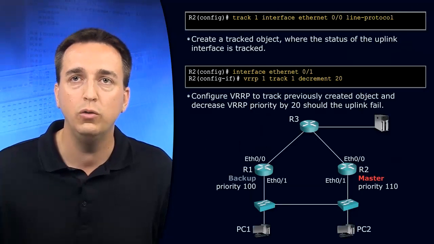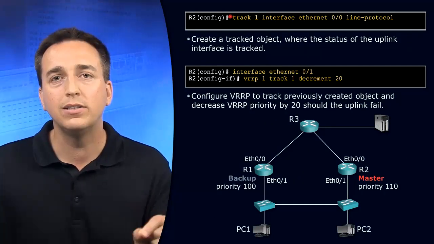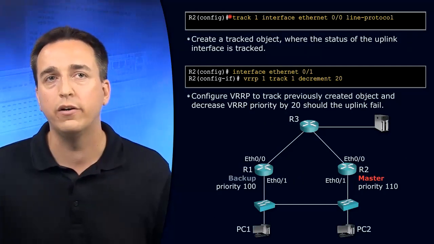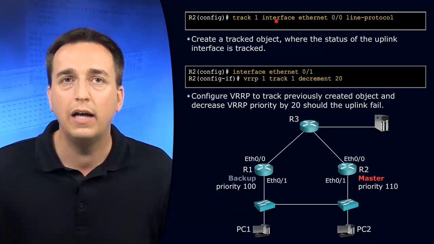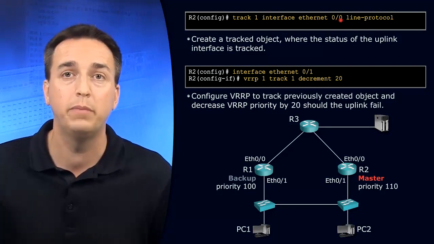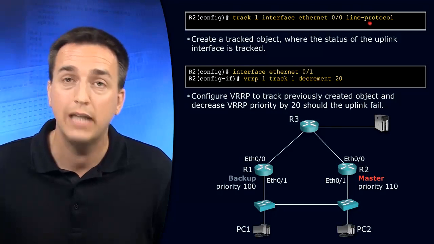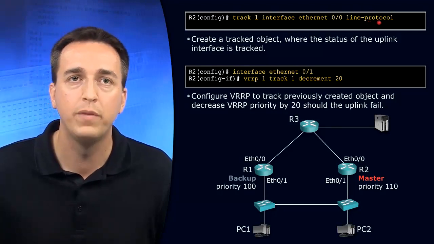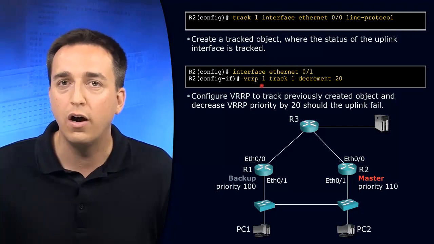But because there is no integrated interface tracking for VRRP, you have to use object tracking to accomplish the goal. So with object tracking in this case, you will create an object that analyzes the status of the interface. So this object we're calling 1, and we are analyzing interface Ethernet 0/0. And what are we analyzing about it? The status of the interface, whether it's up or whether it's down. So line protocol.